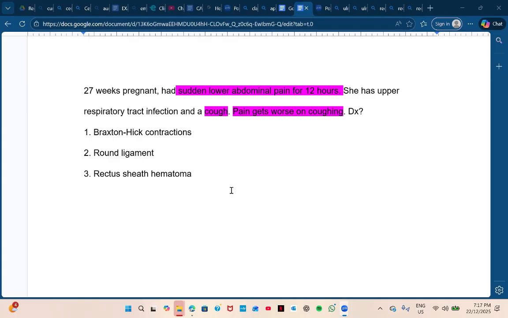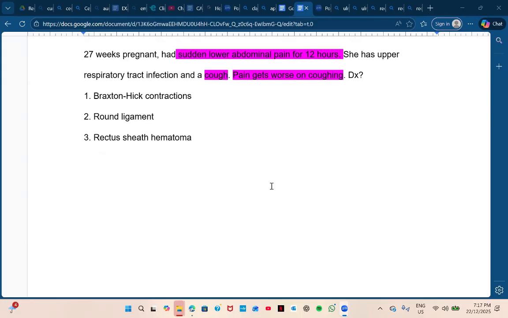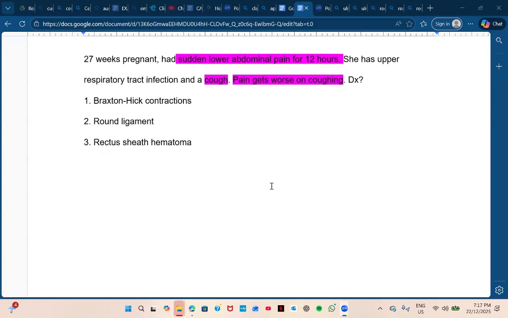In that case, if we mark the same thing, we fail, right? That's the thing. You have to think and answer. I didn't go with the round ligament because it's a short last. Our patient has 12 hours of abdominal pain and a respiratory tract infection, and the pain gets worse with cough. I think we can still think about rectal sheath hematoma because of the pregnancy.